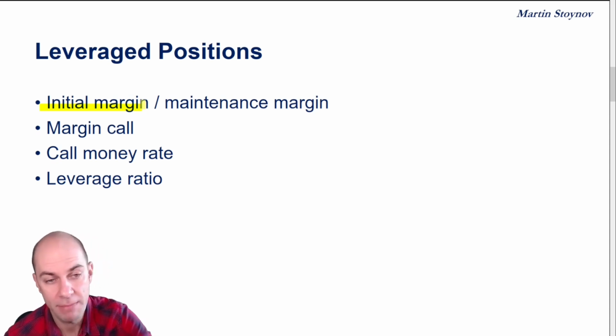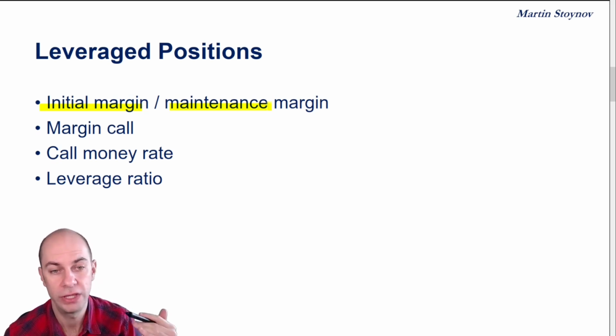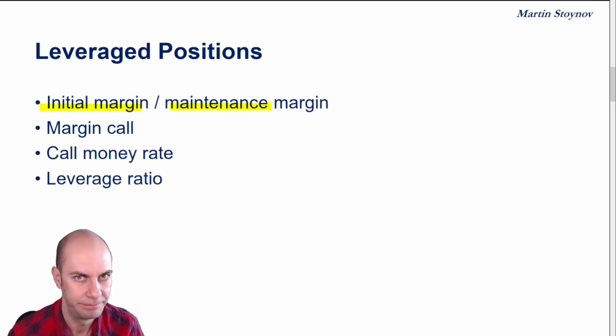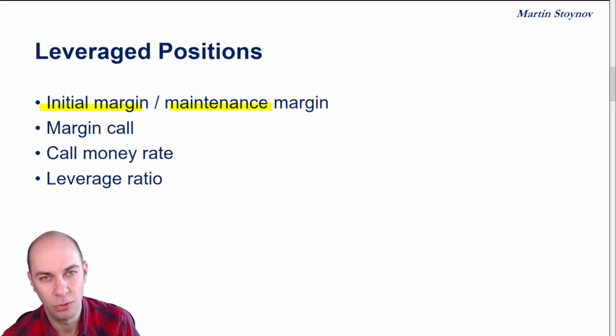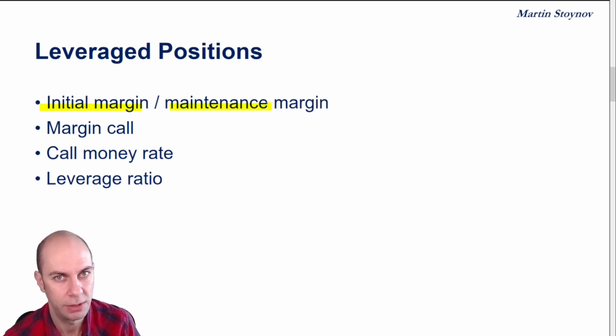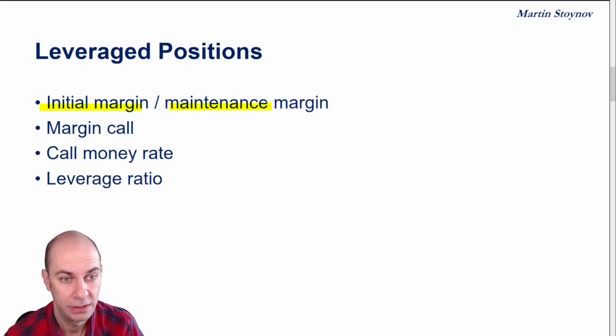Then comes maintenance margin. Now, maintenance margin, I want you to think of it as the minimum acceptable level of equity that is allowed on your trading account before the broker gets upset and decides to want to close your position.